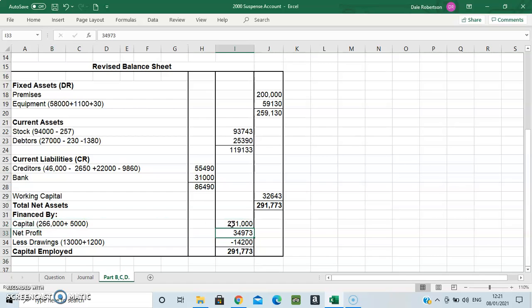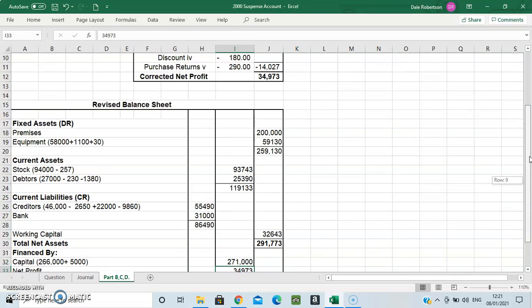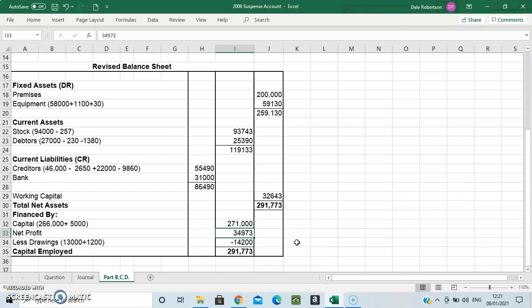You put in your new net profit number from part C up here. And you have drawings. Well, drawings have been increased by 1,200. That's a debit onto a debit account. So that is now 14,200. And when you do these three, then you'll get 291,773, which is the balancing number here. And then you know that you've balanced your suspense accounts correctly.